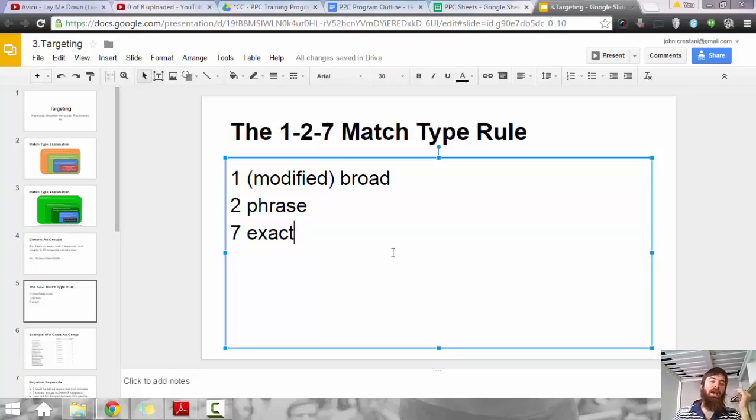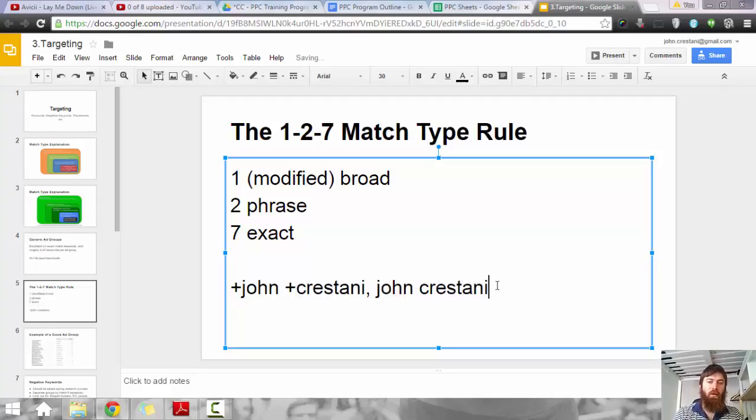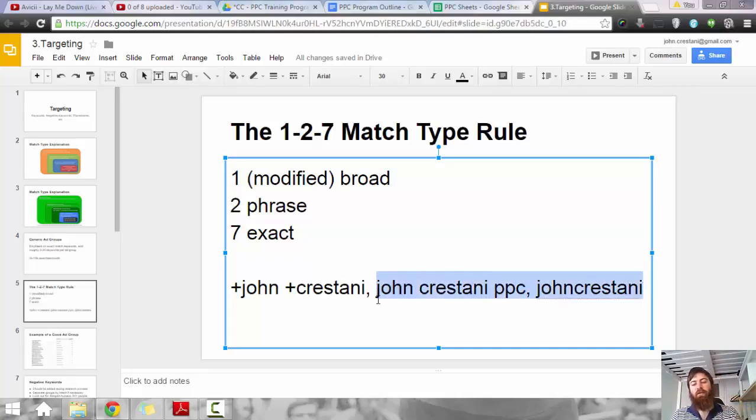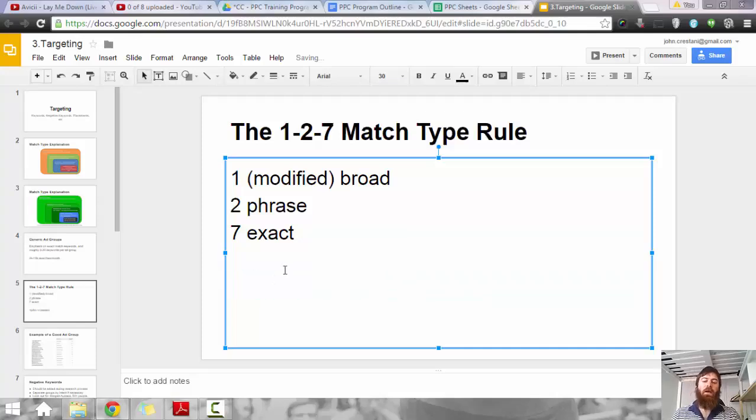So for instance, if my root keyword was John Crestani, then I would have this be a modified broad, and then after that I would have John Crestani PPC, John, maybe John Crestani as one word, etc. And then from there, I'd continue on and create more long tail searches from there, if that makes any sense. If I was bidding on my name.